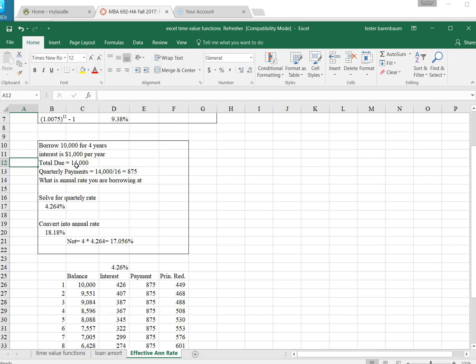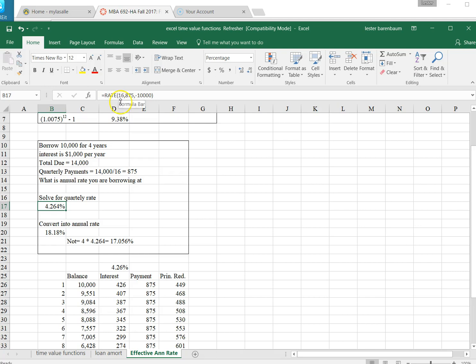You're going to make quarterly payments. So you're going to make 4 years, 16 quarters. Your quarterly payment is $875. Well, the question, what is the annual rate you are borrowing at? This is a good example of why we have truth in lending. So first, we solve for the quarterly rate using our Excel time value function.